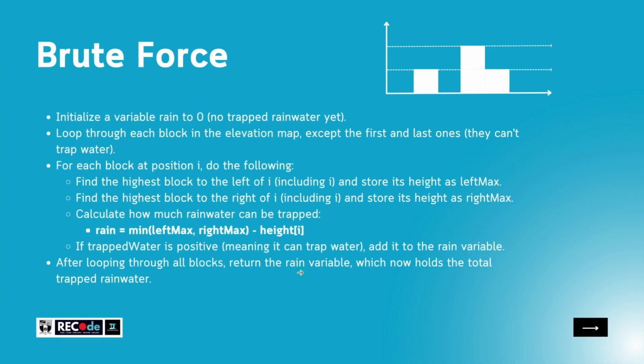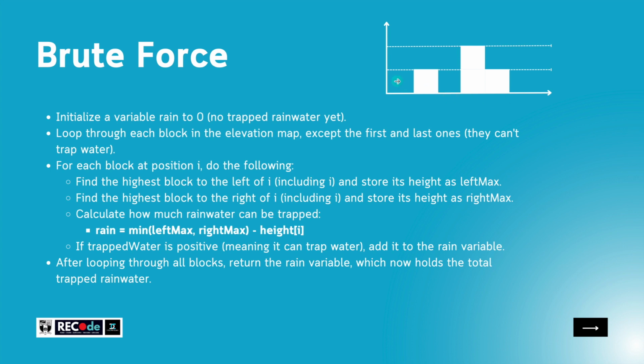Brute force. In this, you initialize a variable rain to 0, that is, no rainwater is trapped yet, and then you loop through each block in the elevation map. So for each element in your array, you loop through it, except the first and last ones because they cannot trap water.